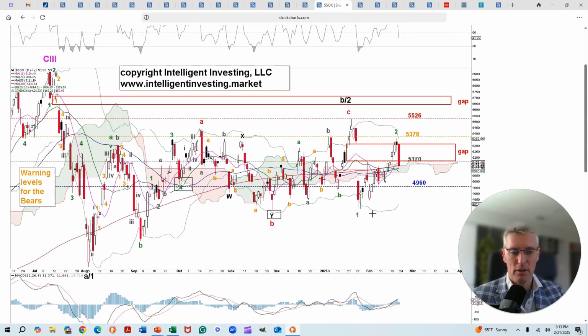Okay, so this is the alternative with the warning levels for the bears, of course, on this chart, meaning above 55.26, we cannot have a 1, 2 anymore. We closed the gap, good enough. So this is still possible. Again, this sideways price action is extremely difficult to interpret from an Elliott wave perspective.